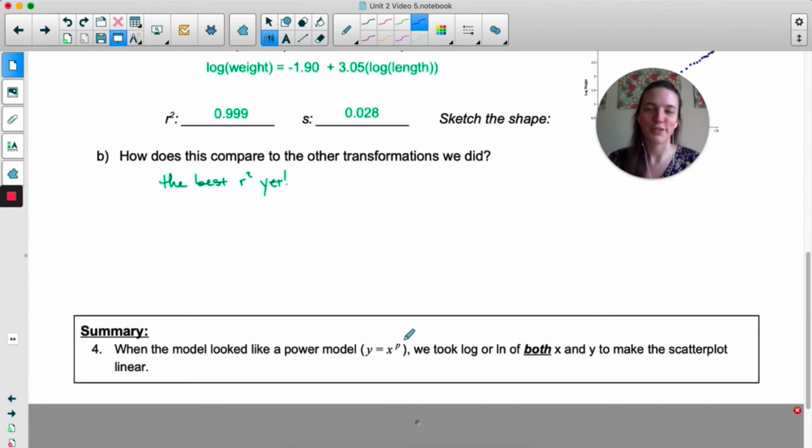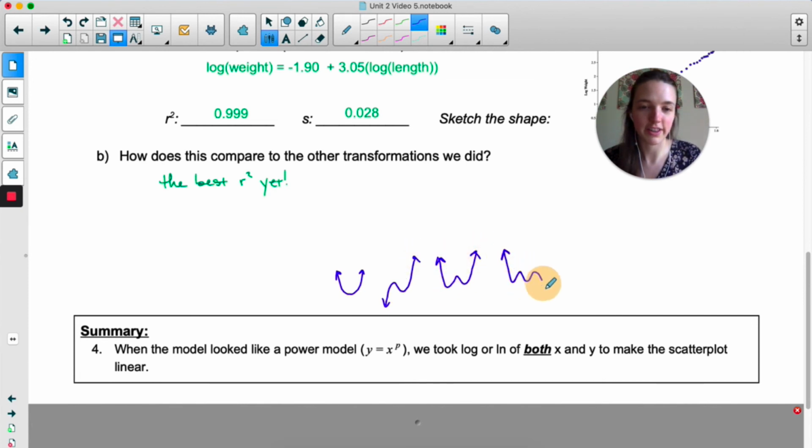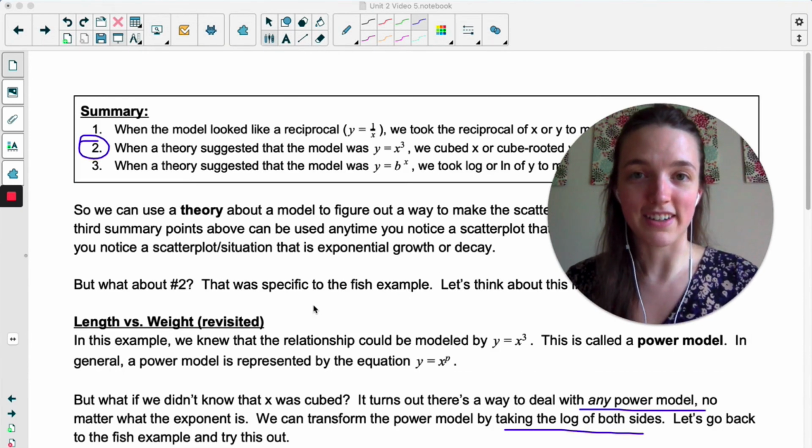So this is the fourth part of the summary. If anything looks like a power model, you can take log or natural log of both x and y. That means if something looks like x squared, or x cubed, or x to the fourth, or x to the fifth, etc. So when it comes to linearizing data, first you need to remember the different strategies or theories that you can use to linearize.